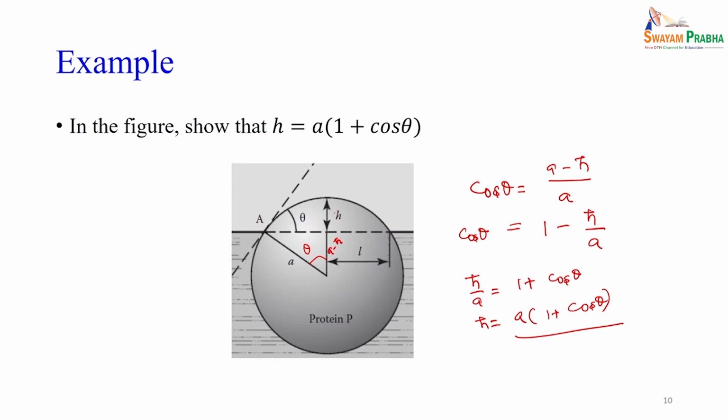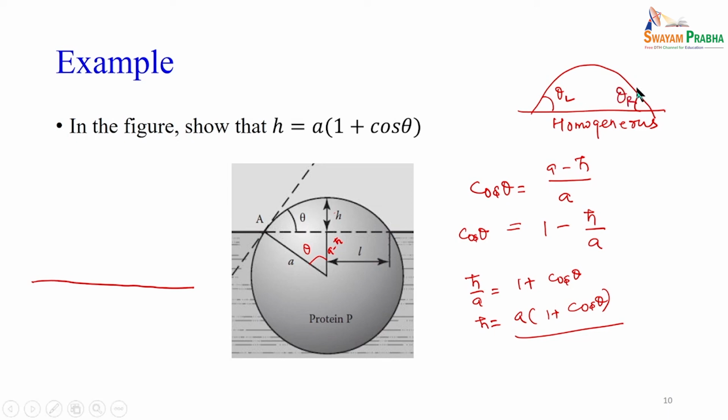Now, this is one case. Next, another case may be where your surface is heterogeneous. Let us first say you have a drop on a homogeneous surface, having homogeneous chemical and physical properties. So, theta left and theta right should both be the same.